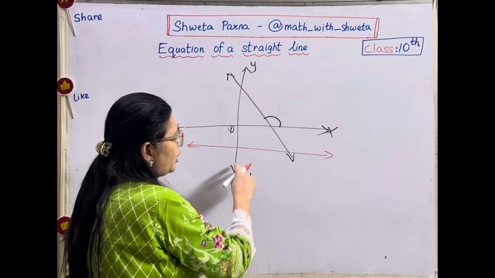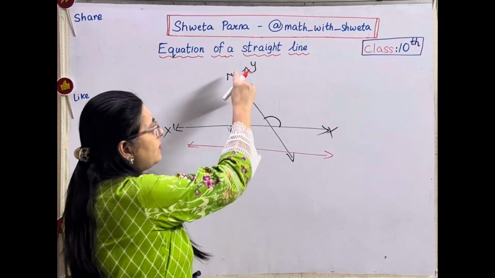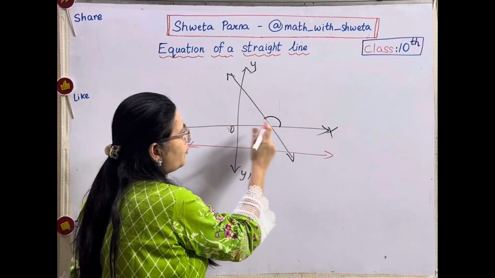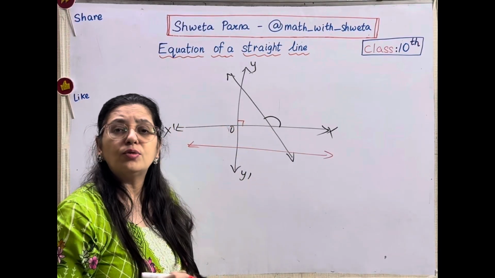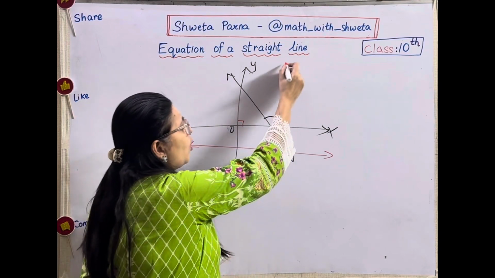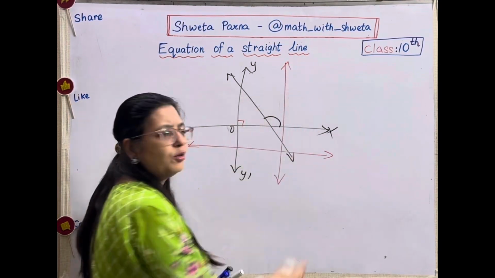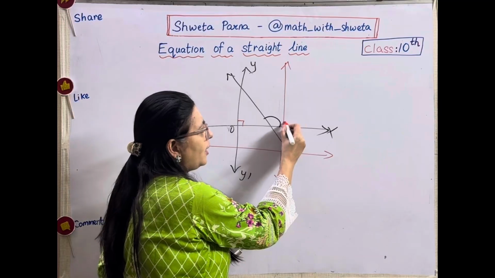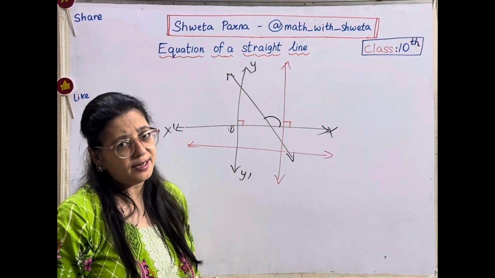What is the inclination of the y-axis? Since it is a vertical line, how does it form? It forms 90 degree. So here the inclination of the y-axis is 90 degree. What if a line is parallel to y-axis? What is the inclination? The inclination is 90 degree.